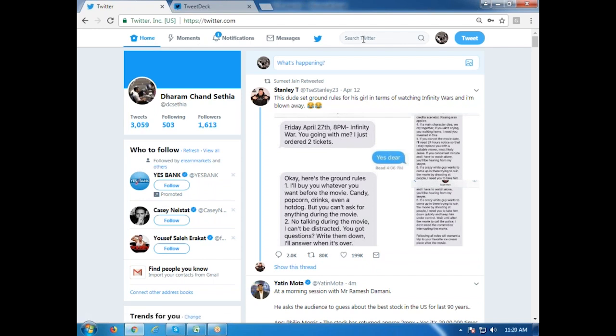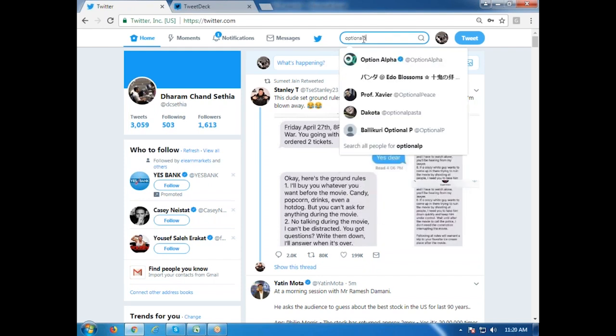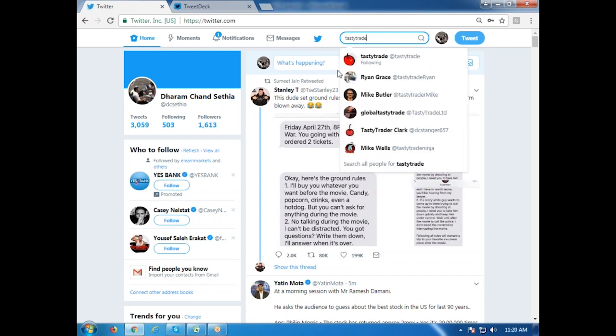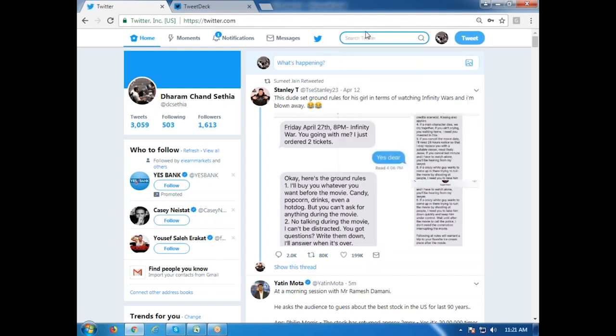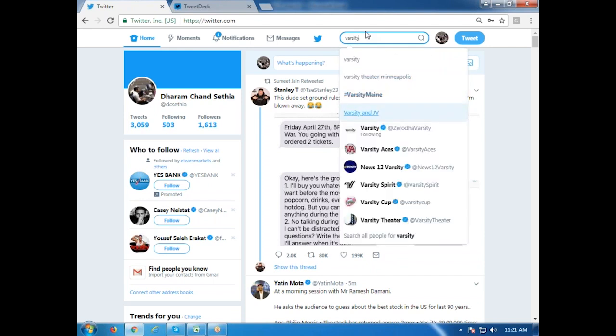This is about Twitter. The good people you can follow if you want to learn options deeply are, as I mentioned, Option Alpha. You just search for option. This is optionalpha.com and their tweet handle is Option Alpha. Then there is Tasty Trade. Tasty Trade has really good material about options trading. There is Zerodha Varsity also. So you can follow them.